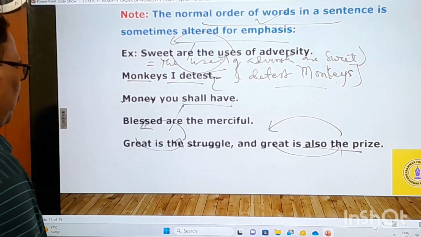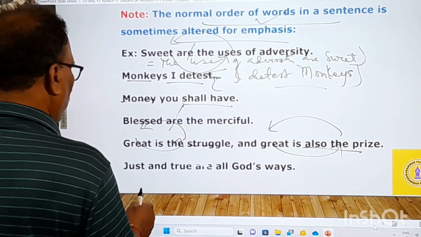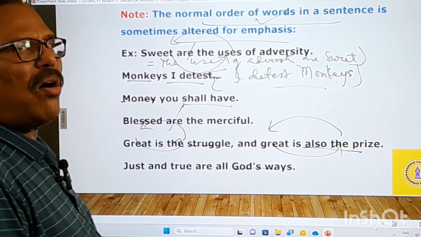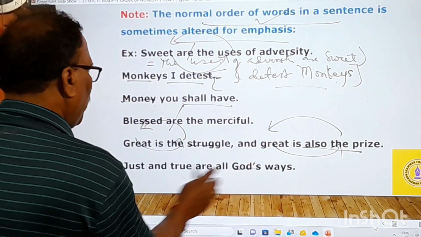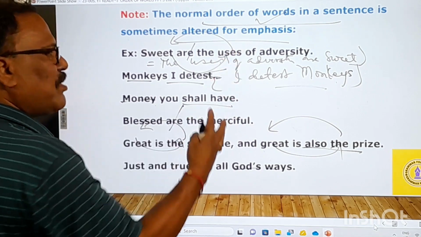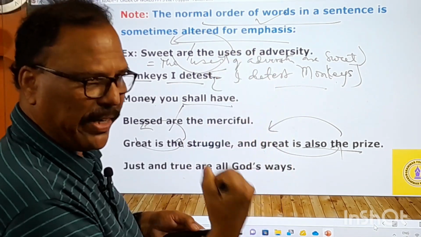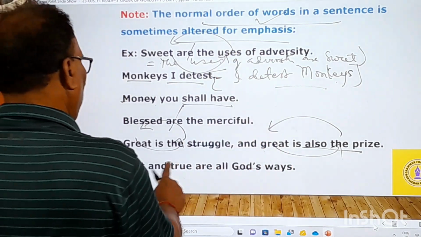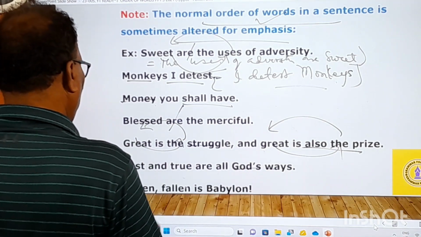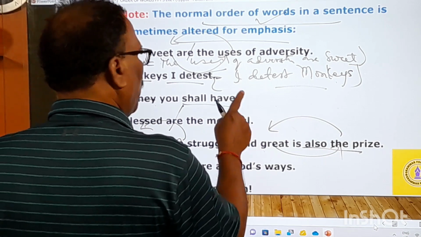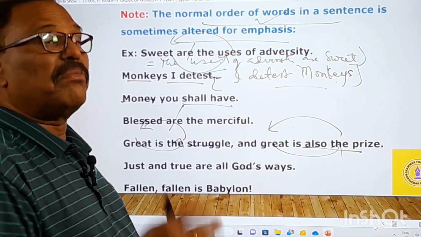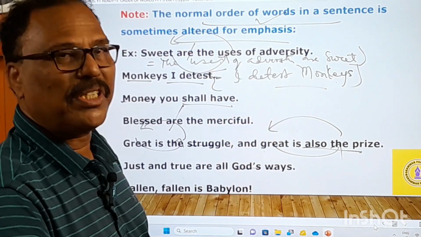And the last example I am giving you is: just and true are all God's ways. You can say all God's ways are just and true, but if you say it like this, it will have some kind of emphasis, some kind of effect. Just and true are all God's ways. Okay, last one. Fallen is Babylon. Babylon is fallen. It's okay. But fallen, Babylon is fallen.